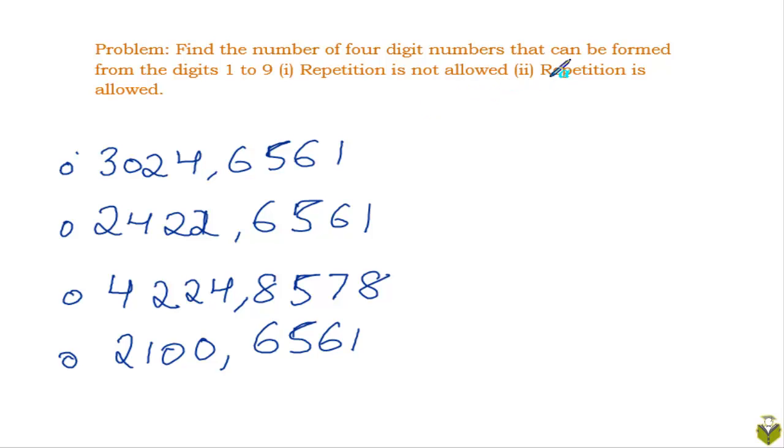So just try to solve this problem, and you should already be able to solve it looking at the fundamental principles of counting, but just try to apply the formula which we covered for permutations and solve this problem with that. So the correct answer is the first one, 3024 and 6561. So let us look at the solution.